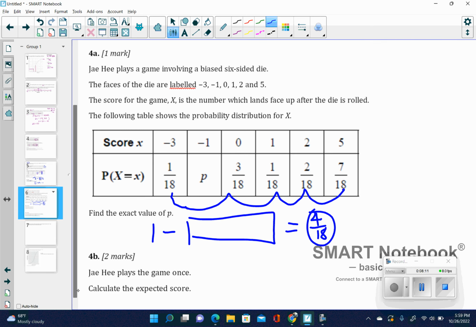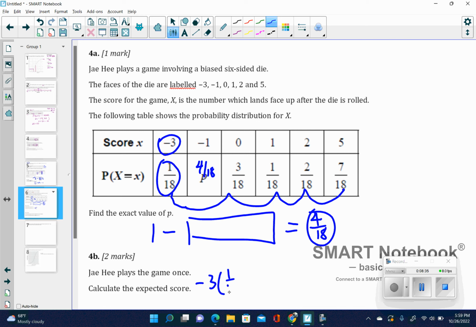4B. He is playing the game once, so calculate the expected score. We already know that this number right here is 4 out of 18. So you take -3 times 1 over 18, -1 times 4 over 18, 0 times 3 over 18, and so forth, and you add those numbers. What do I mean by that?